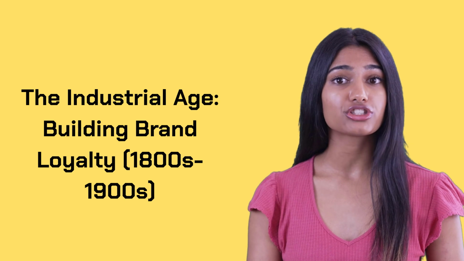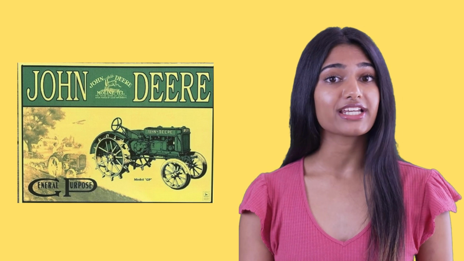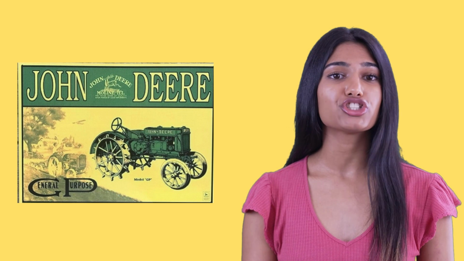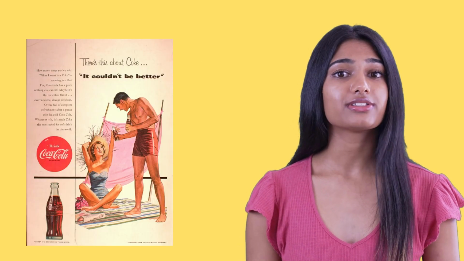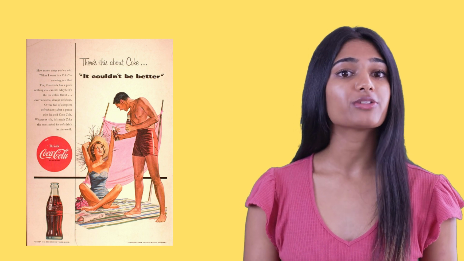Fast forward to the industrial age, 1800 to 1900, and companies like John Deere and Coca-Cola used magazines and sponsored content to educate consumers and build brand loyalty. Imagine beautifully crafted catalogs and informative articles highlighting product benefits.